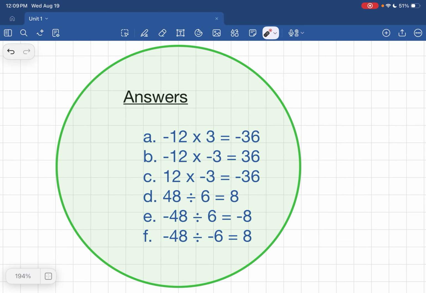All right, check your answers. If you missed one, don't just change the answer. Go back through the process. Look at the signs first. Decide whether they're the same or different. Then determine the sign of the answer.